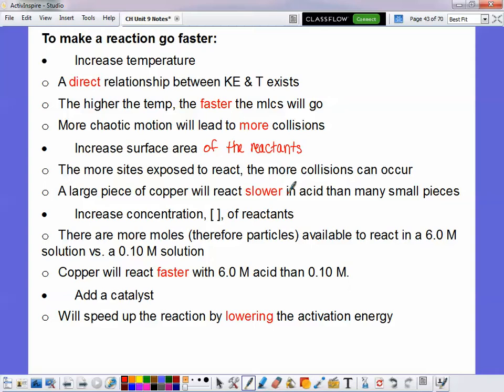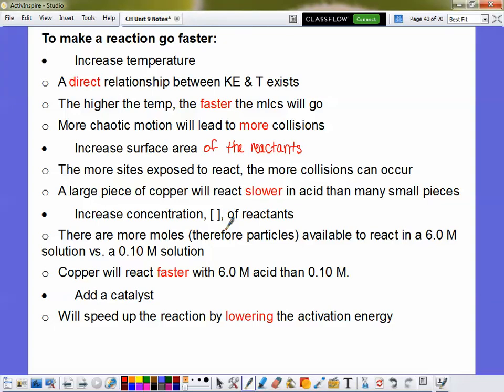Third way is to increase concentration of the reactants. We're going to see this a lot during this unit. If you see these brackets, that means concentration of the substance that you might have written inside the brackets. Okay? So brackets mean concentration. And when you have a higher concentration, it means that there are more moles of that substance available to react. So more particles, more collisions. Okay? An example is copper is going to react faster with 6 molar acid than in 0.1 molar.